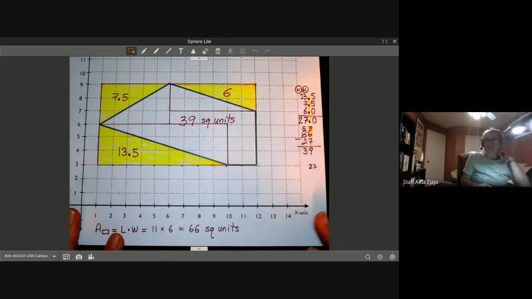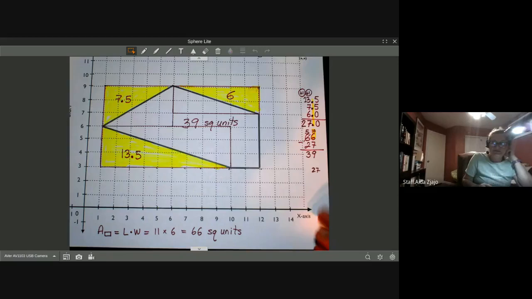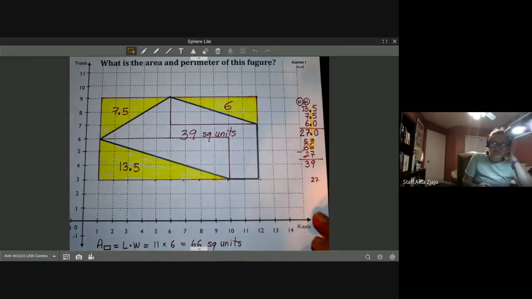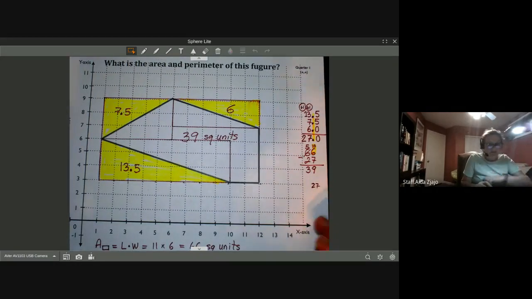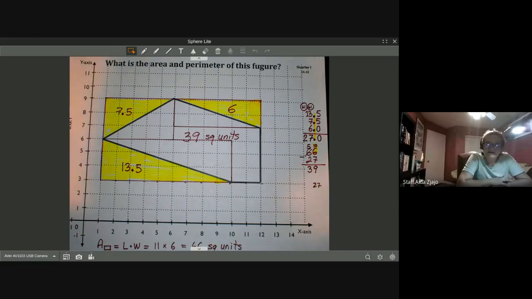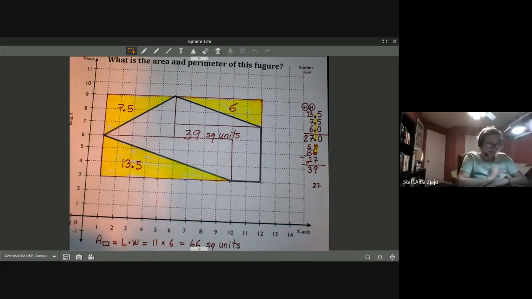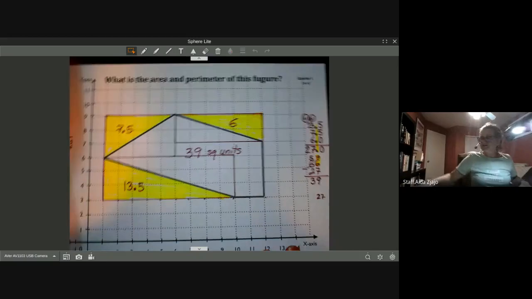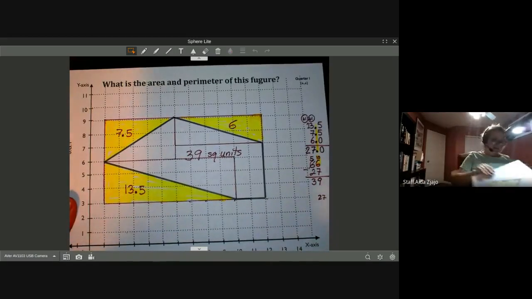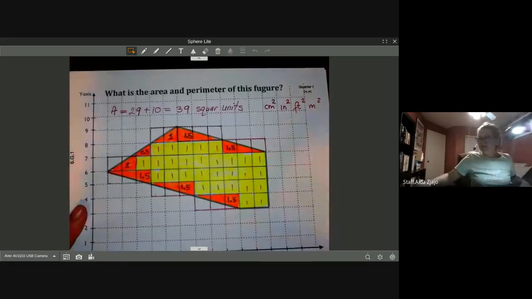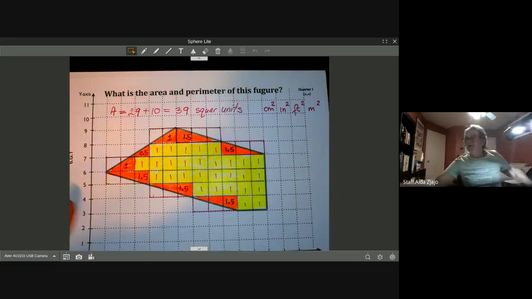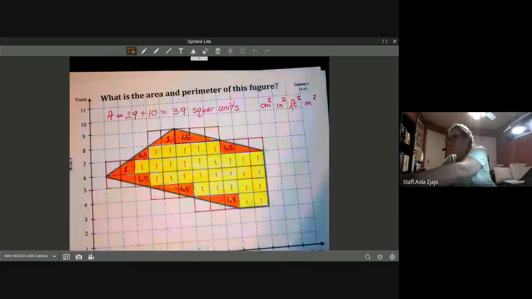This was the outside method to find the area of this irregular pentagon as a shape. So that was the outside method, and this was the inside method of finding the area. Okay.